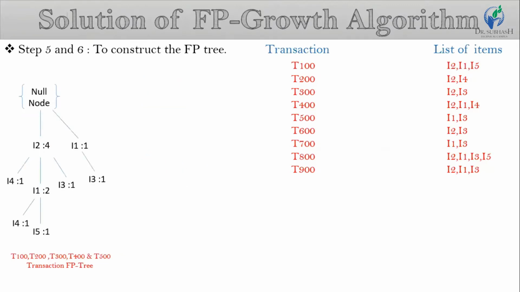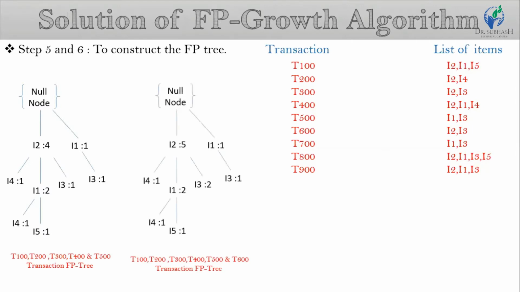And the next transaction is transaction T600 that contains the items I2 and I3, which would result in a branch where I2 is linked to the root and I3 is linked to I2. However, this branch would share a common prefix I2 with the existing path for transaction T100. Then we increment the count of each item.